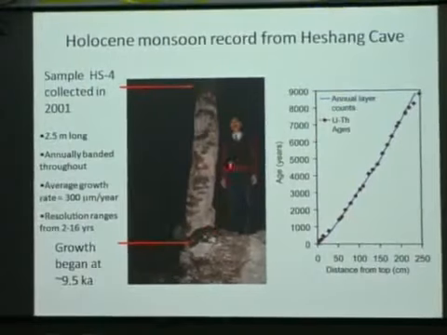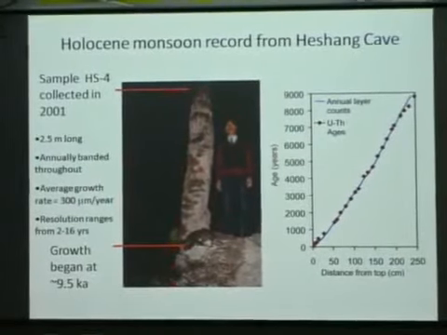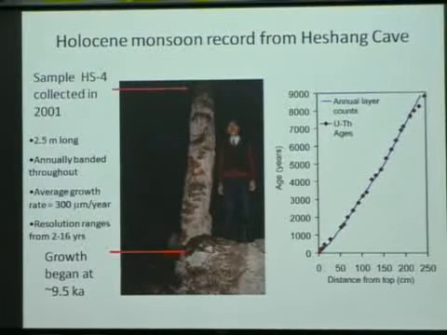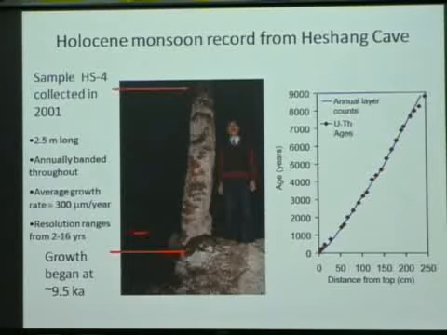pretty amazing sample shown here next to Chaoyang Hu, who's our main collaborator in China, who collected this sample in 2001. It's a 2.5 meter long stalagmite, and it turns out that it's annually laminated throughout its whole section, and grew at a very high growth rate of 300 microns per year. So, and began growing around 9,500 years ago.